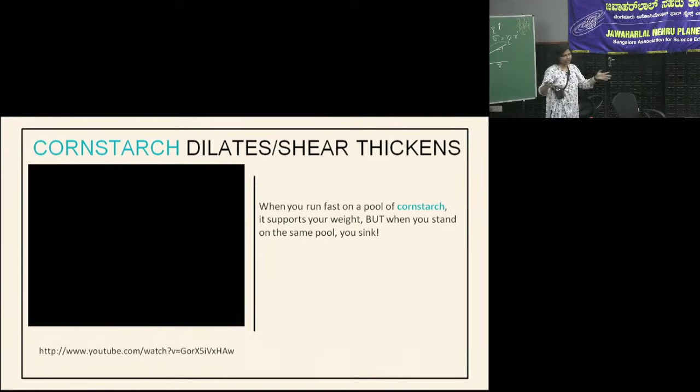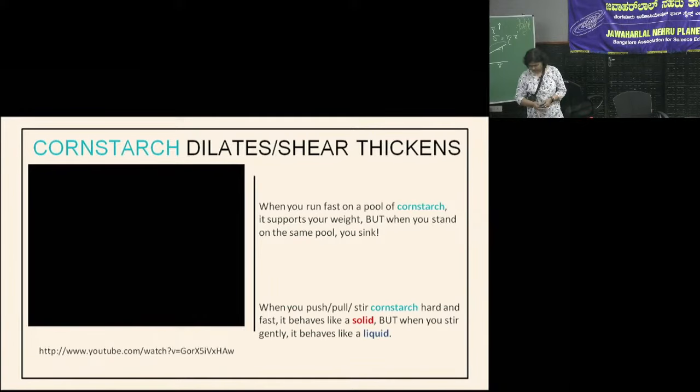Like I said, you can make a pool of cornstarch. I don't know if we can today, but we do have a lot of cornstarch here that you are welcome to come and play with. So when you run fast on a pool of cornstarch, as in lots of YouTube videos, it can support your weight. But when you stand on the same pool, you're going to sink. Now when you push, pull or stir cornstarch hard and fast, as some of you are seeing, it behaves like a solid.